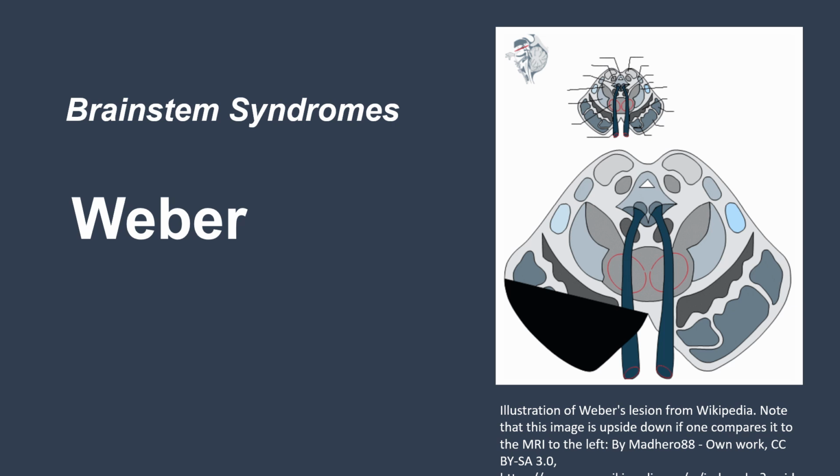Path of damage. The lesion affects the oculomotor nerve fibers, resulting in ipsilateral oculomotor nerve palsy. The corticospinal and corticobulbar tracts are disrupted, leading to contralateral hemiparesis or hemiplegia. Pathophysiology. Lesion location. The lesion typically occurs in the ventral median midbrain, affecting the cerebral peduncle and the exiting fibers of the oculomotor nerve.